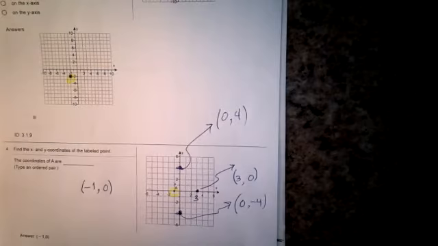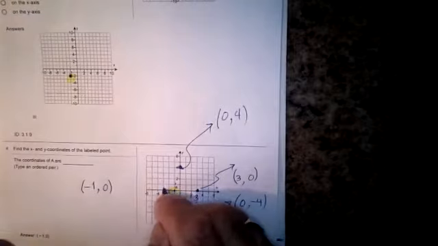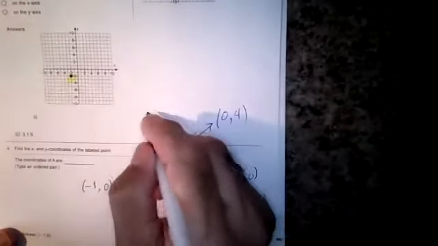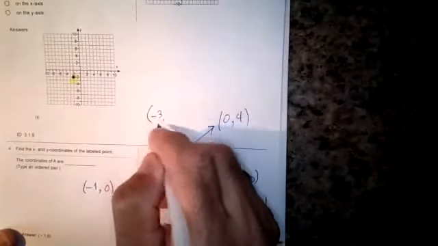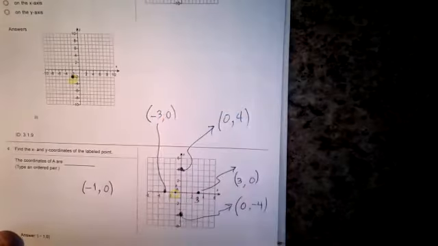So these are intercepts. These are the points that lie on the x and y axis. Like this one, what are the coordinates of this point? X is -3 and y is 0.